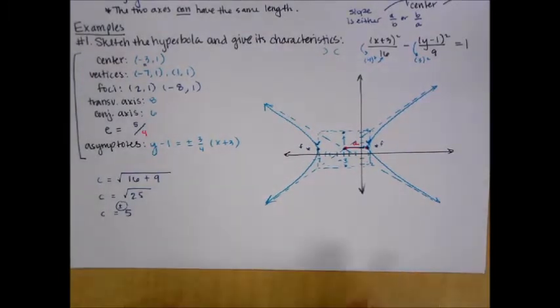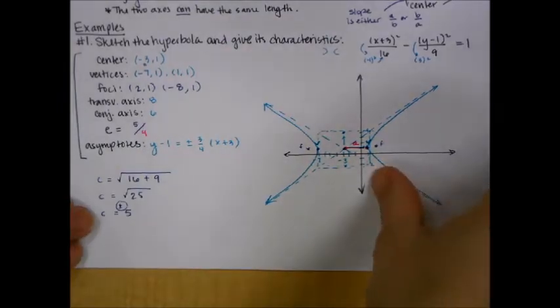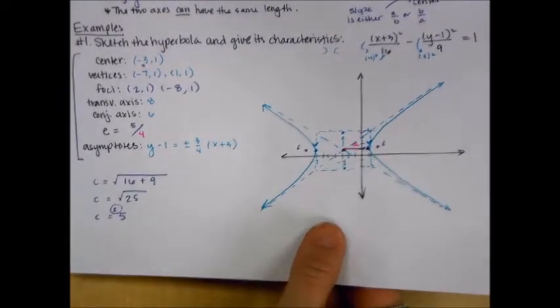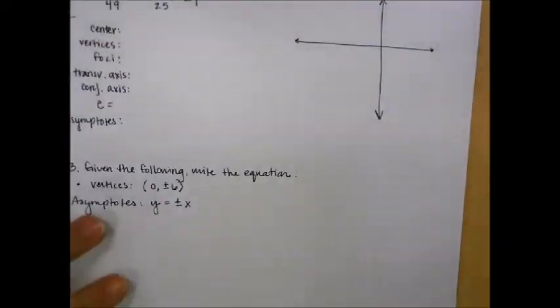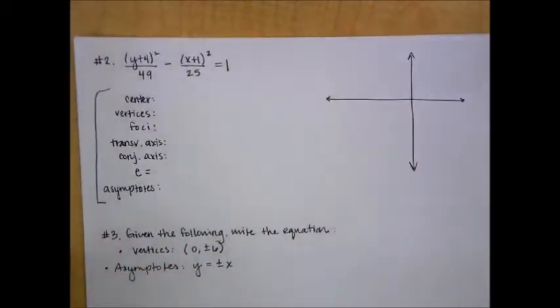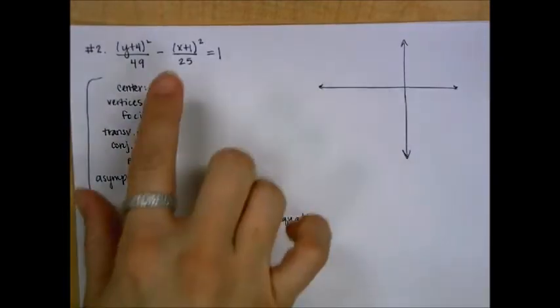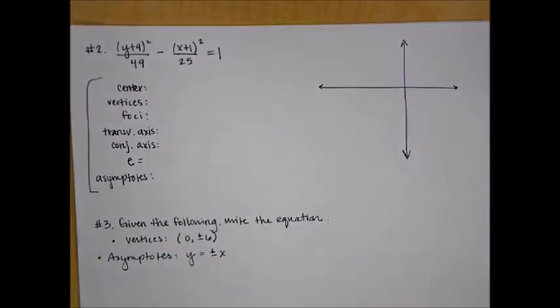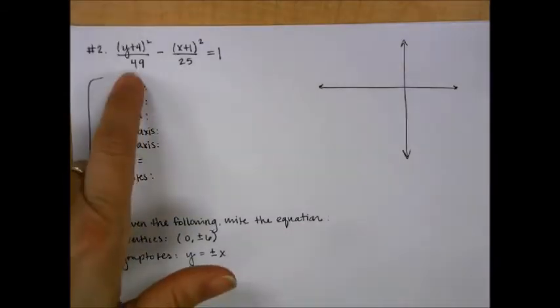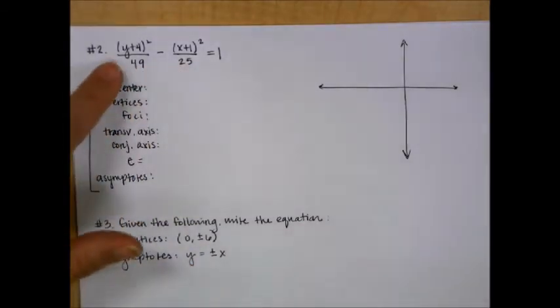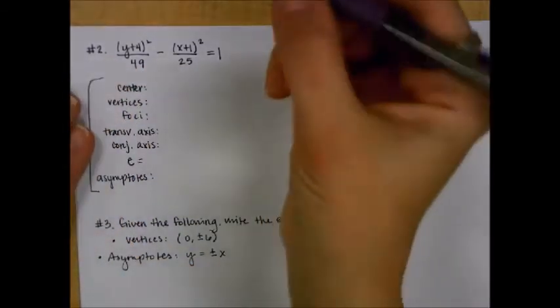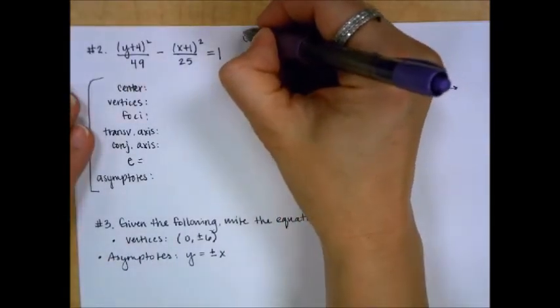So on example 2, we're going to do the same thing. All I've done here is started with a hyperbola that's opening in a different direction. Now I have y squared followed by a negative x squared. So because we have a positive y squared, this one should be opening up and down along with the y-axis.